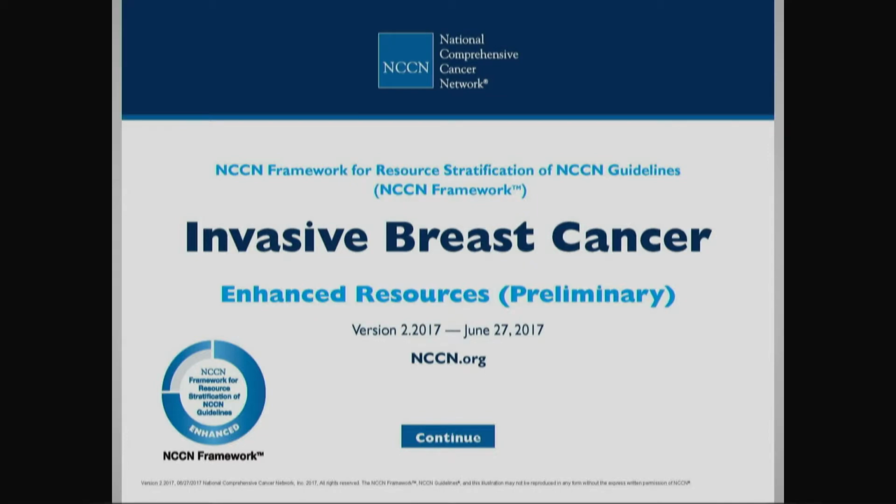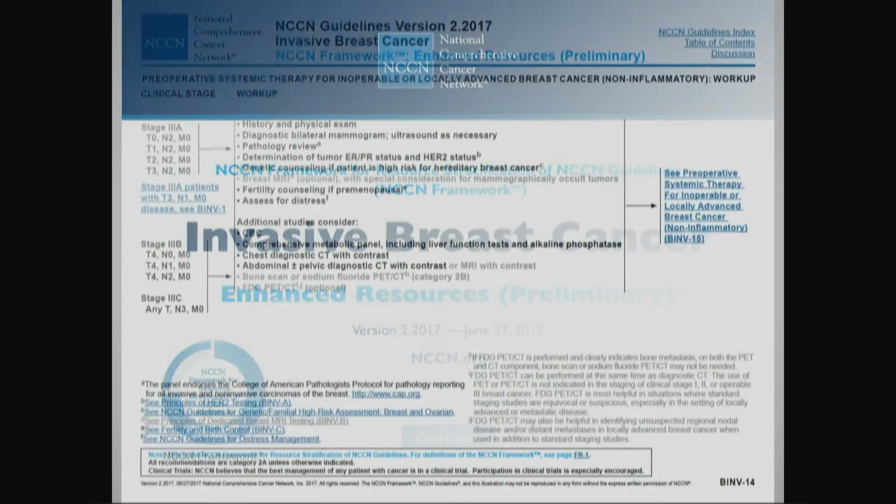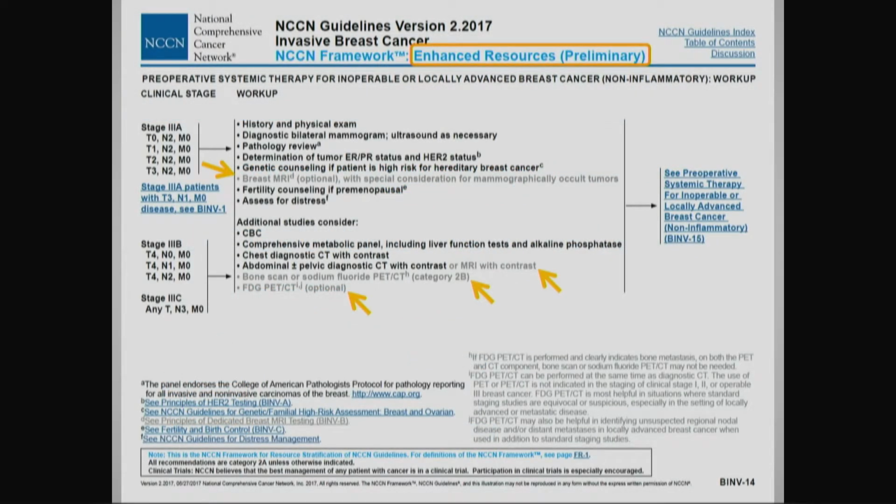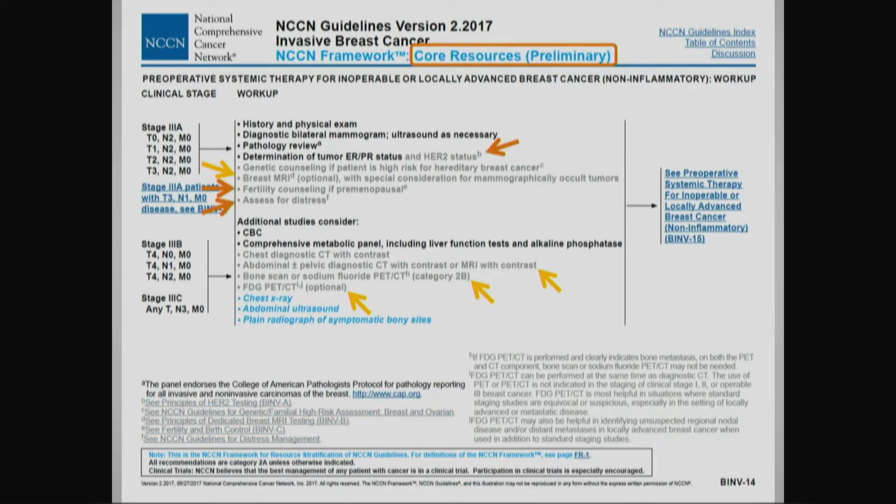NCCN has now embraced resource stratification, and I will show you the work that they've done. They've taken their standard guideline, they use their expert panels then to say, let's follow this out, how do the resources play out? So here is that third level, enhanced level. You can see that in grayed out, you can still see it on the guideline, but it's saying these are lower priority than the black items that are indicated.